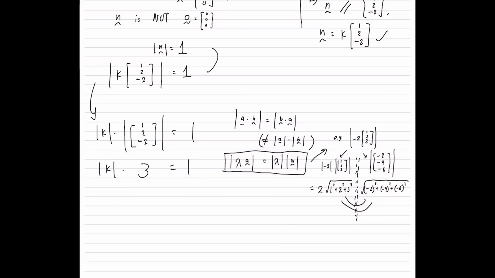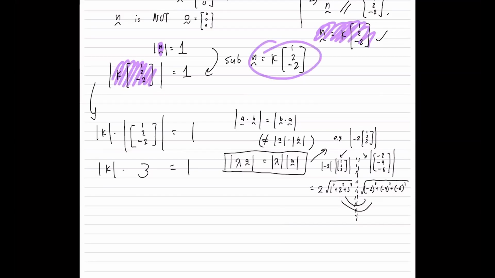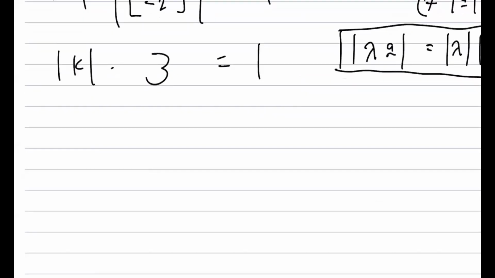Maybe over here I should say vector n equals to k times 1, 2, negative 2, in case you forget. Let me just highlight it. Here in purple color is vector n. Okay, then after that, you can solve for k. So modulus of k will be 1 over 3. So k equals plus minus 1 over 3.